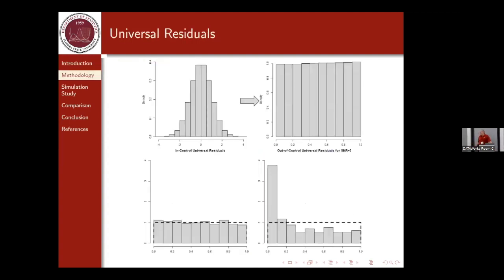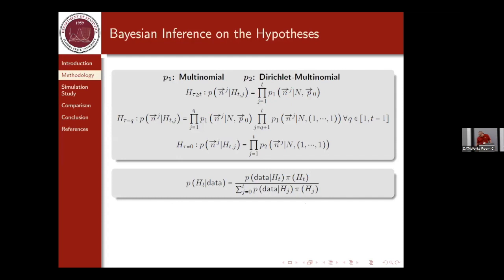When we start our online process monitoring, whenever we get a set of residuals, we're going to use them with the CDF. And the plot bottom stage right, if they come out looking uniform, we say it is in control. If they have something that's not uniform, such as bottom stage left, then we say it is out of control. And we're going to do this with a Bayesian hypothesis inference on the hypotheses, where we're going to be using the multinomial and Dirichlet multinomial distributions.